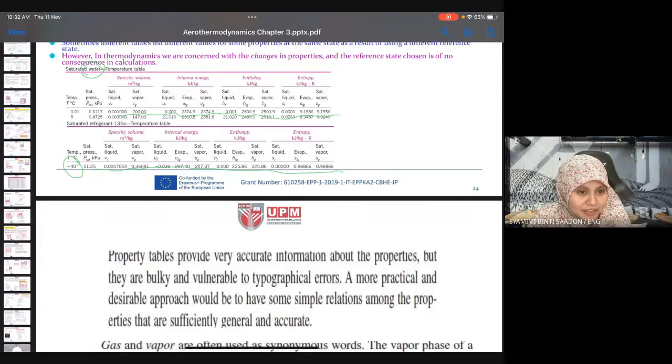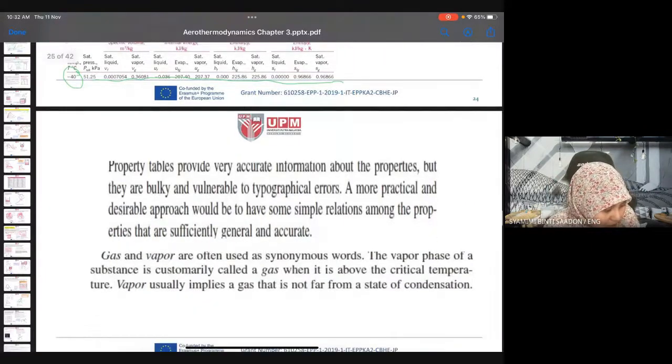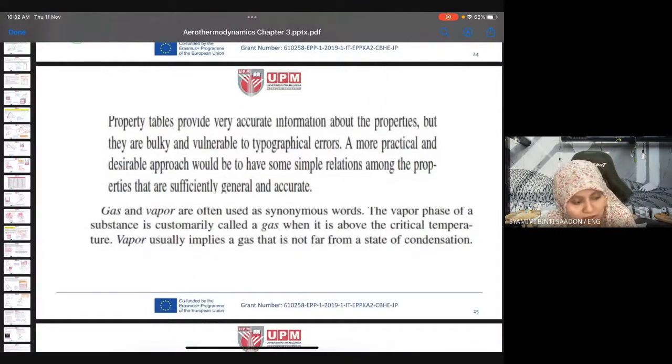So after the property tables, the thermodynamic tables, the pure substance diagram, etc. Now what is it here? Property tables provide very accurate information. Property tables means the thermodynamic tables just now, but they are bulky and vulnerable to typographical errors. Of course, there could be some errors in those property tables. So a more practical and desirable approach needs to be used.